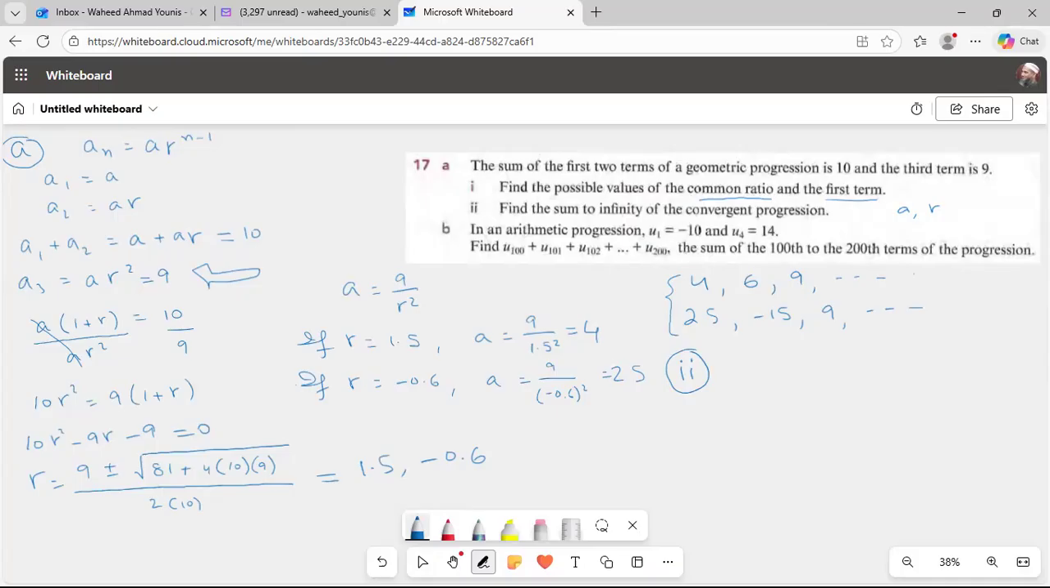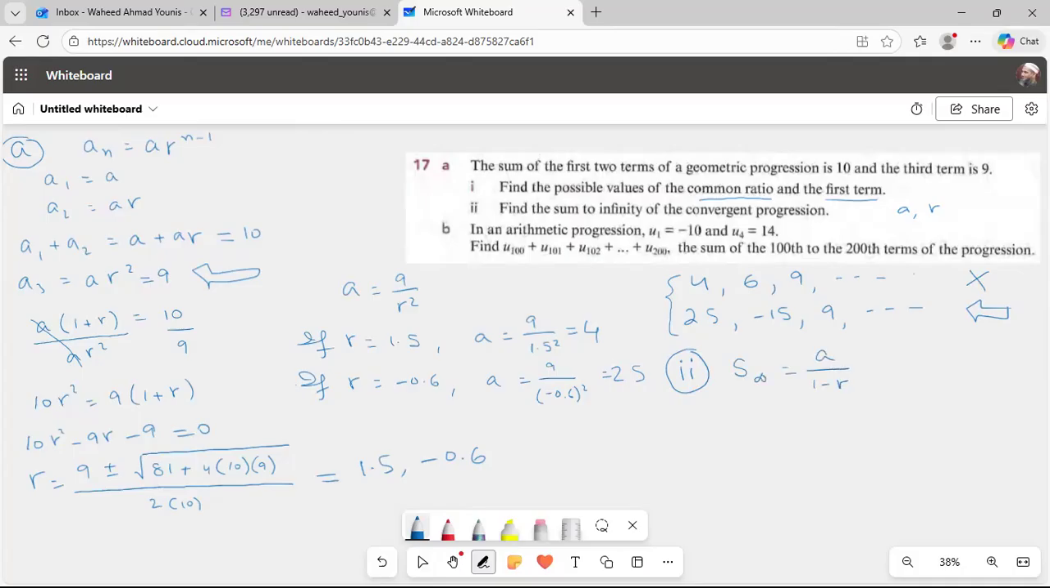The value and every next value is going to be increasing, right? But this one is converging. This is becoming smaller and smaller and smaller. So I can find the sum of this one, not this one. Okay, so how can I find the sum to infinity? It is a over 1 minus r.